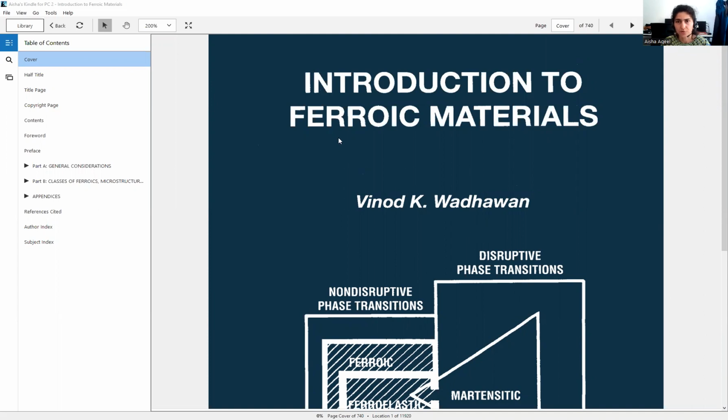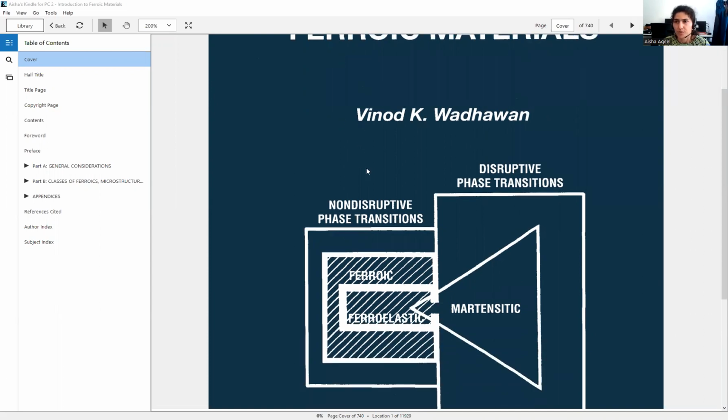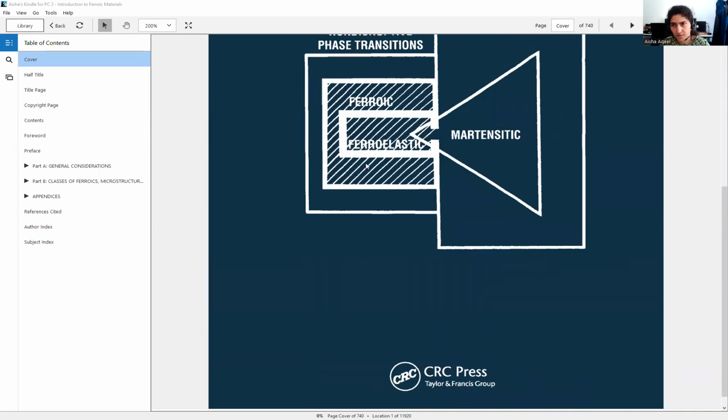It covers ferroic materials like ferromagnets, ferroelectrics, and multiferroics, ferroelastic materials. And it tells you about phase transitions, Landau theory of phase transition. I really enjoyed this book. This book is, how would I say, very precisely written.